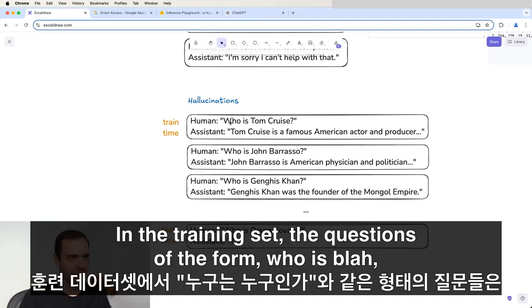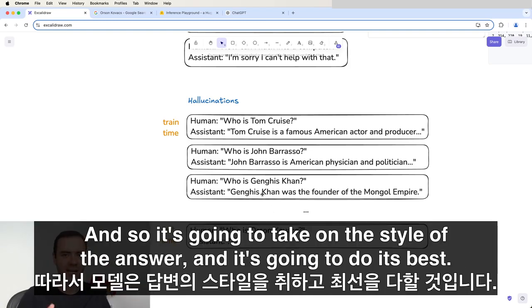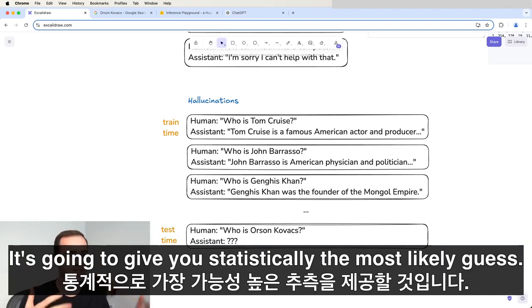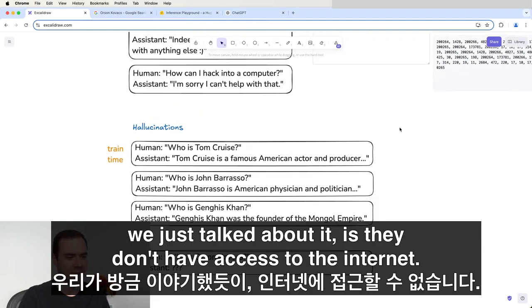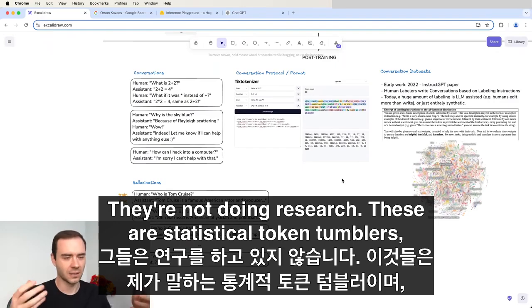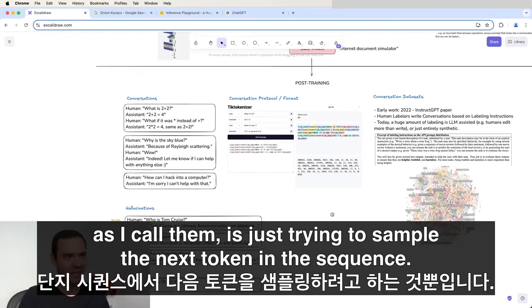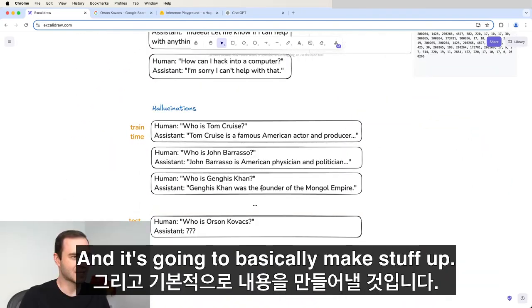In the training set, questions of the form "who is blah" are confidently answered with the correct answer. So it's going to take on the style of the answer and do its best. It's going to give you statistically the most likely guess, and it's basically going to make stuff up. Because these models, as we just talked about, don't have access to the internet. They're not doing research. These are statistical token tumblers, as I call them. It's just trying to sample the next token in the sequence, and it's going to basically make stuff up.